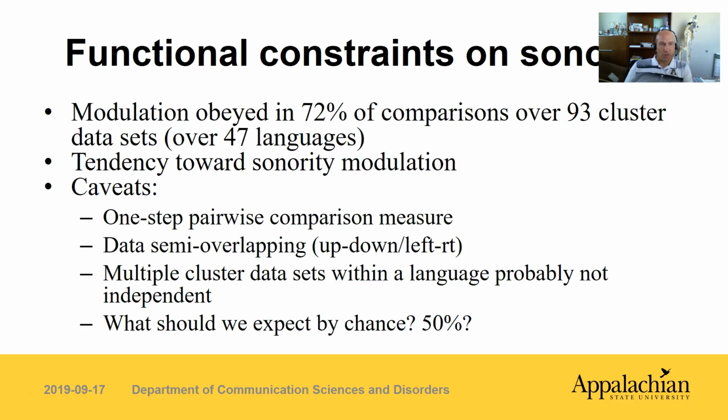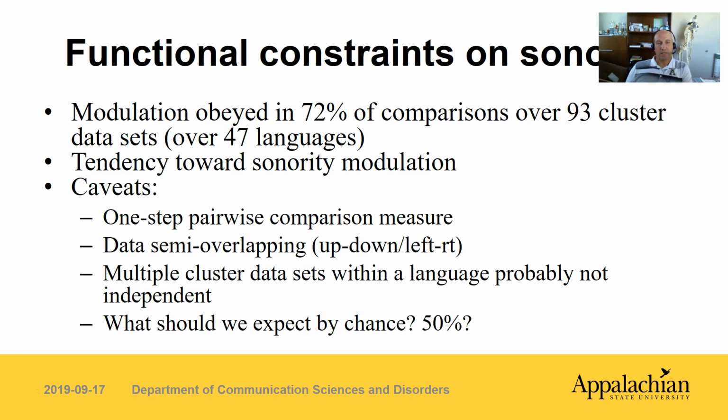Modulation, where larger sonority differences are more common than smaller sonority differences in adjacent cells based on manner of articulation, is obeyed in 72% of the comparisons over 93 different cluster data sets extracted from these 47 distinct languages in the study. So we see a tendency toward sonority modulation, but this was looked at with a one-step adjacent cell pairwise comparison measure, which might not be the best measure.